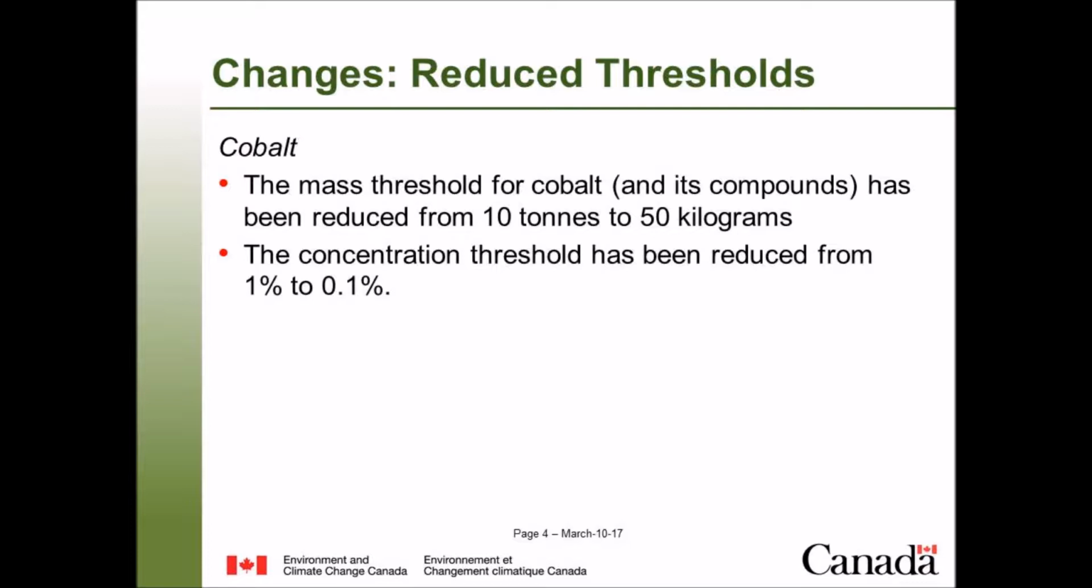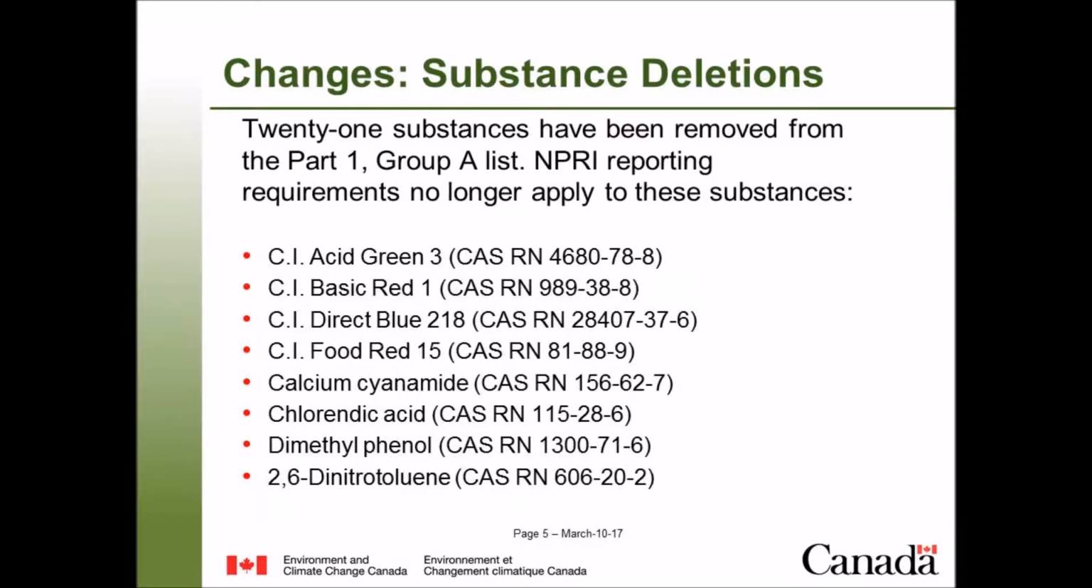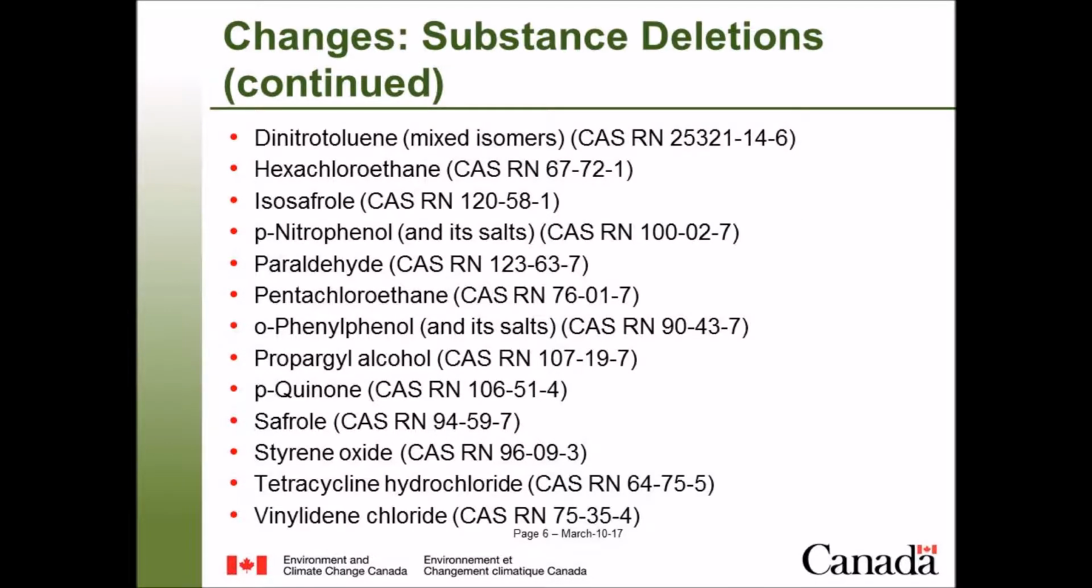The mass threshold for cobalt and its compounds has been reduced from 10 tons to 50 kilograms, and the concentration threshold has been reduced from 1% to 0.1%. 21 substances have been removed from the Part 1 Group A list. NPRI reporting requirements no longer apply to these substances. They can be viewed on our website from the NPRI homepage where it says Changes to the NPRI. If you reported these substances in the past and you pre-fill your report, the system will automatically remove them from your report.